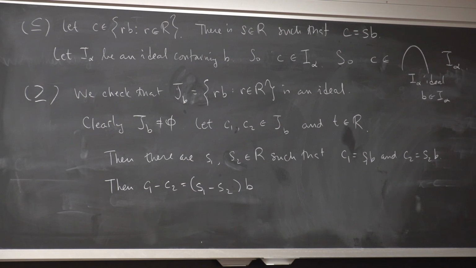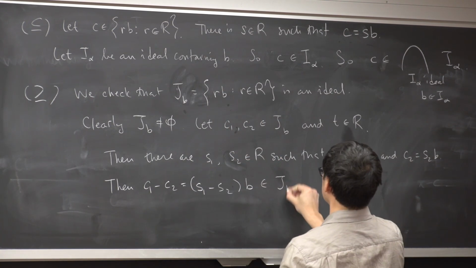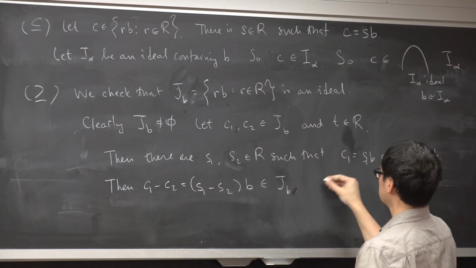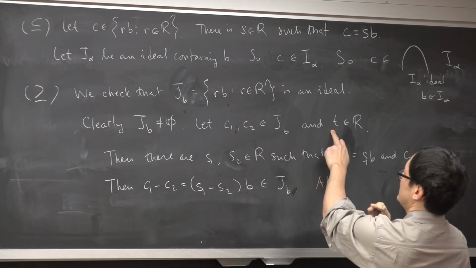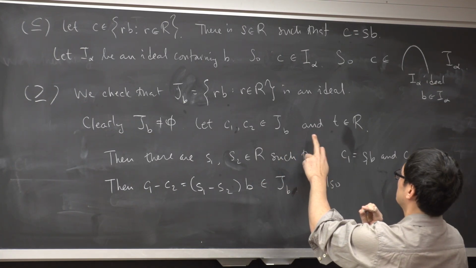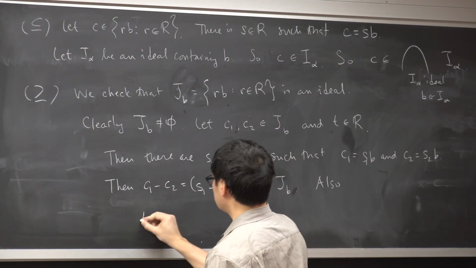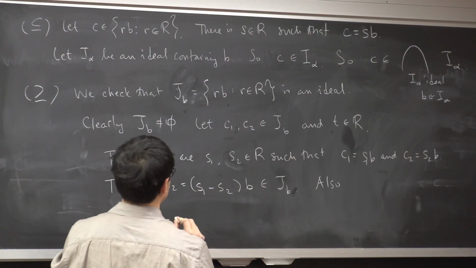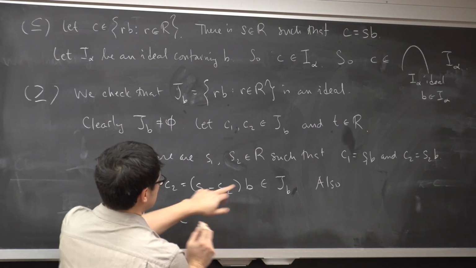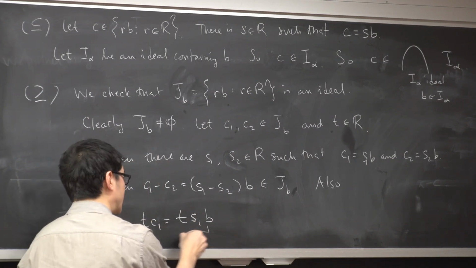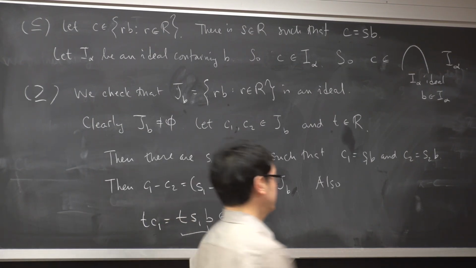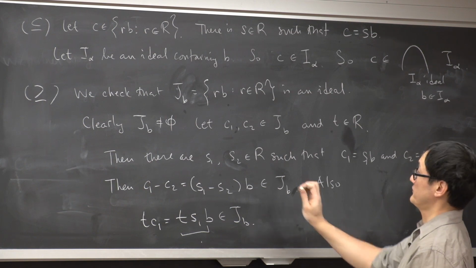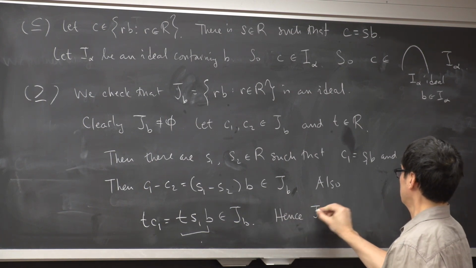What do we know about S1 minus S2 times B? It's in JB, because JB is just all multiples of B. And also, we're interested in computing T times C1. What's T times C1? T times C1 is T, and C1 is S1b. So again, I have a multiple of B, so this guy's in JB. Right, so therefore we've checked it. Hence, JB is an ideal.